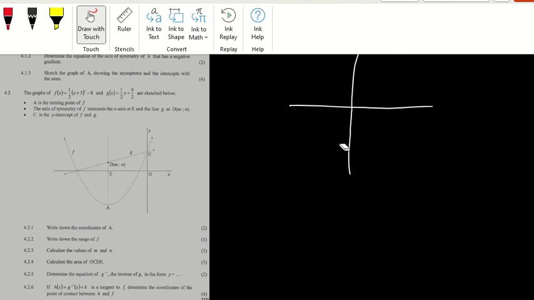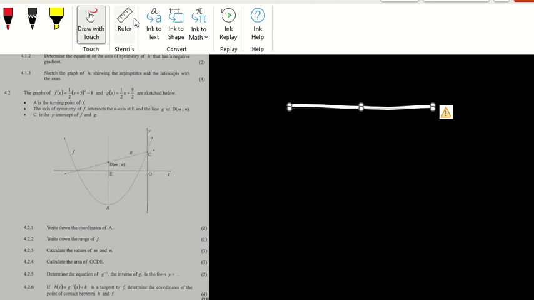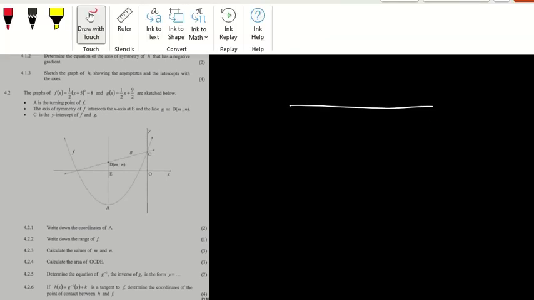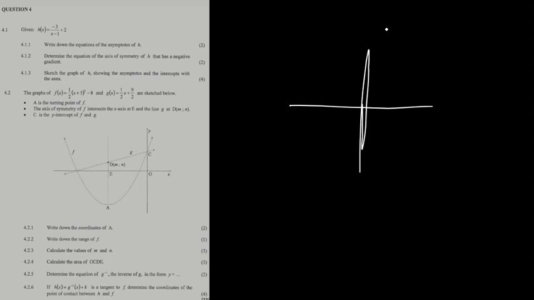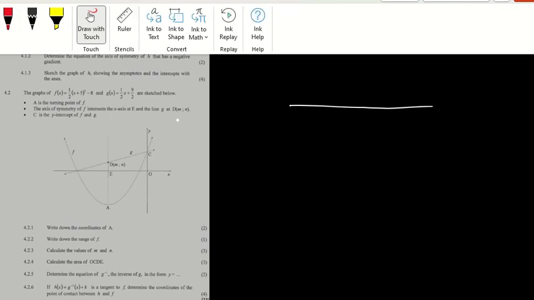Aisha, forgive me about my handwriting. Let us try that ink to shape. Oh my god, what's happening? Ink to shape, okay, it doesn't allow me to do that. So that means I'll have to draw it myself. Forgive me about that. This is really bad.